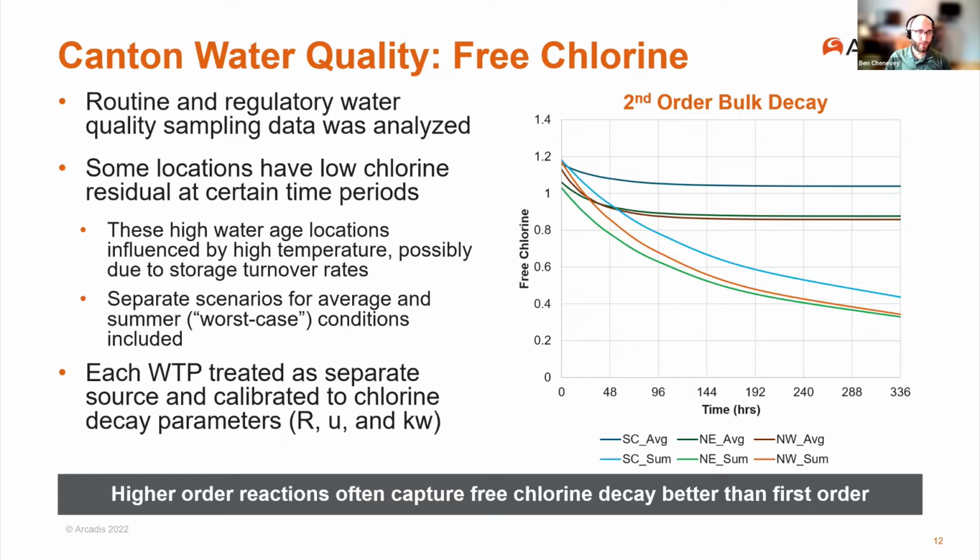But what we ended up doing was looking at a typical condition and then a worst case condition that occurred in those summer months, and then developing those specific parameters for the different plants and different conditions with those R, U, and KW. The wall decay component we looked at out in the system, just kind of tweaking those numbers based on what we were seeing in the system.